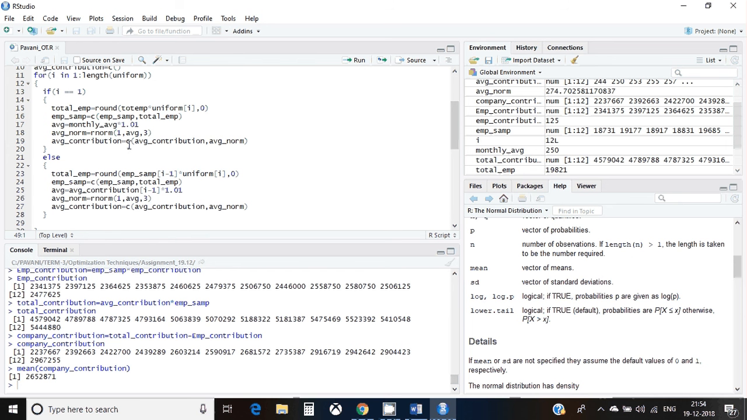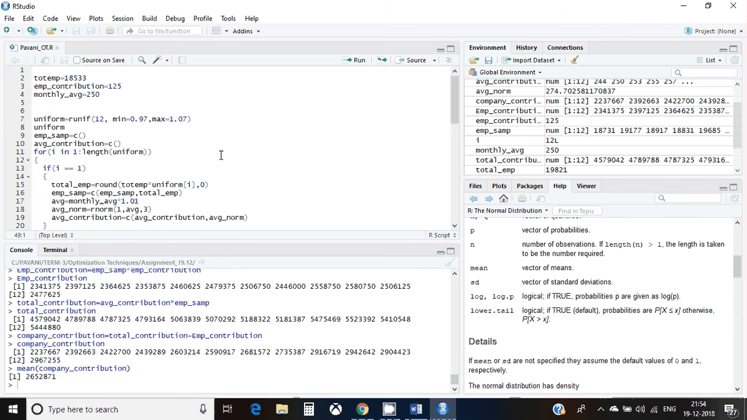For the first 1 month, the monthly average claim increases by 1%. So average becomes monthly average into 1.01, and it is given that the average monthly claim per covered employee follows a normal distribution with standard deviation 3. So here we generate a normal distribution vector with standard deviation 3 and mean being the average, which is calculated here. And for all the other months, the average contribution is the average contribution of previous months multiplied by 1.01.